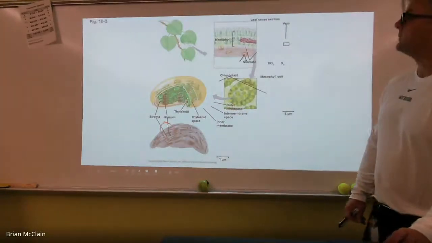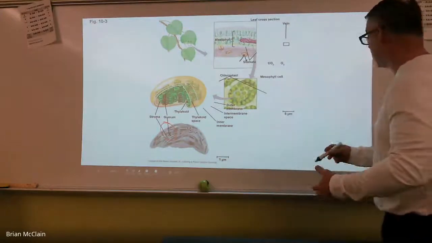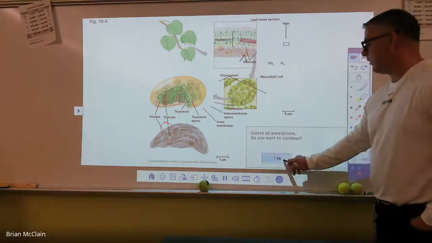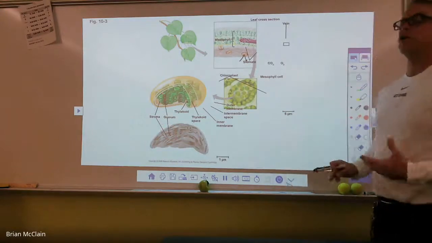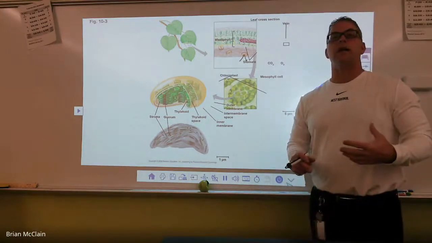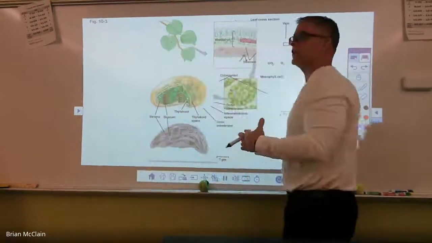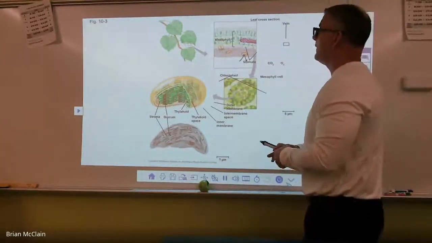Okay. So I like this particular slide just because it gives us a little bit of a progression in terms of where things are located at. So, we understand what a leaf looks like. We're zooming in on the leaf.